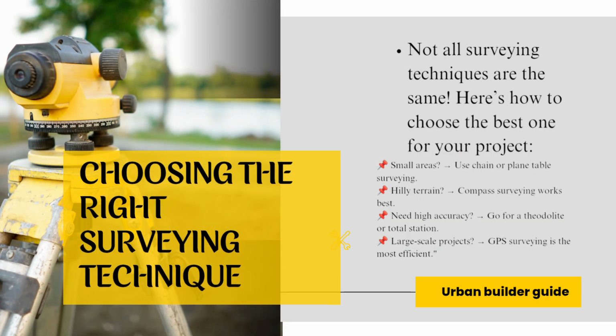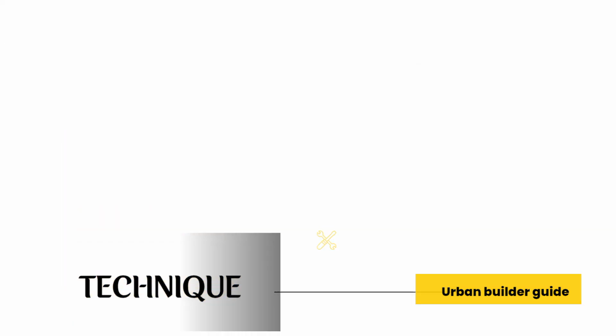Not all surveying techniques are the same. Here's how to choose the best one for your project. Small areas? Use chain or plane table surveying. Hilly terrain? Compass surveying works best. Need high accuracy? Go for a theodolite or total station. Large-scale projects? GPS surveying is the most efficient.